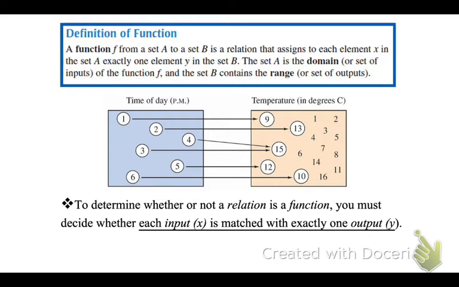Okay, a function f from a set A to a set B is the relation that assigns each element X in A to exactly one element in the set B. So basically, a function is every X has exactly one what? Y. So a function, every X is assigned to exactly one Y.